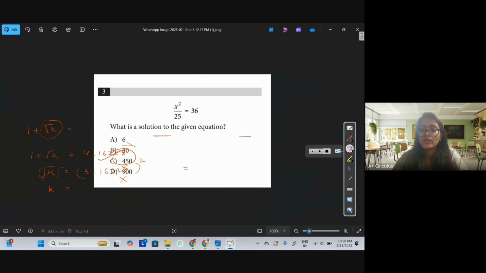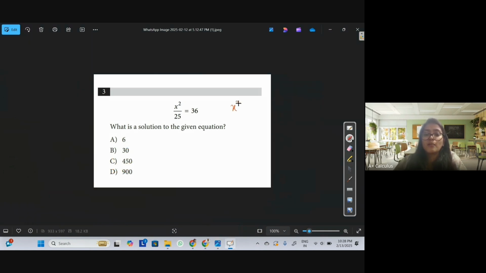Then we have this question. This is a very easy question. I think I don't even need to discuss it. To solve this equation, just multiply both sides by 25 and you'll get x squared is equal to 36 times 25. That will be 900.